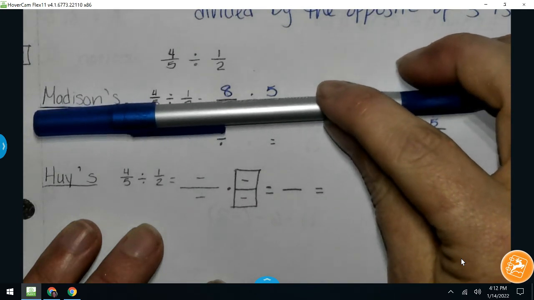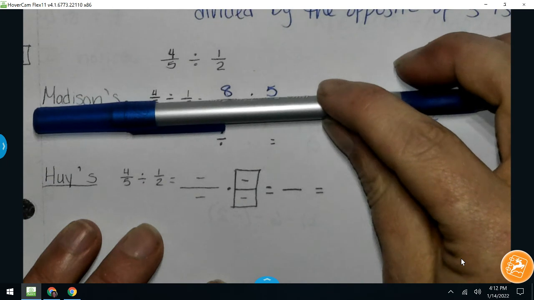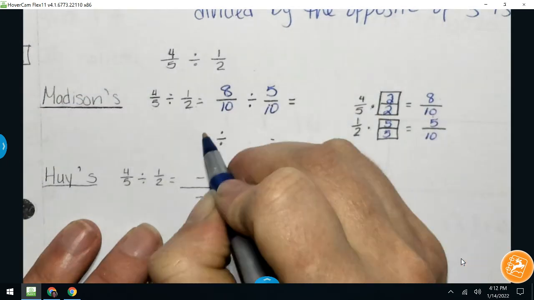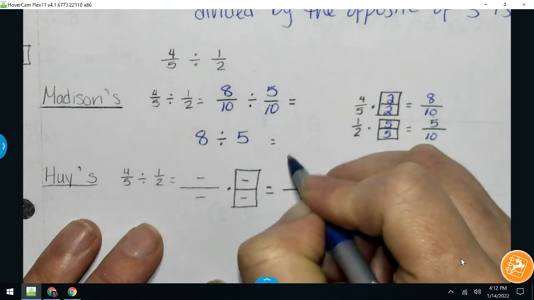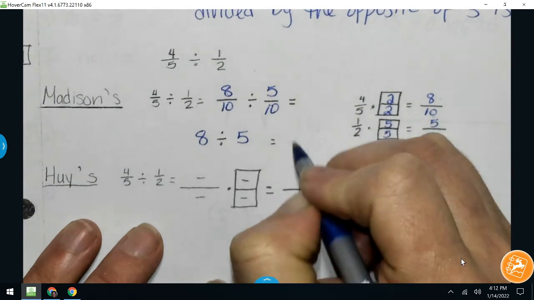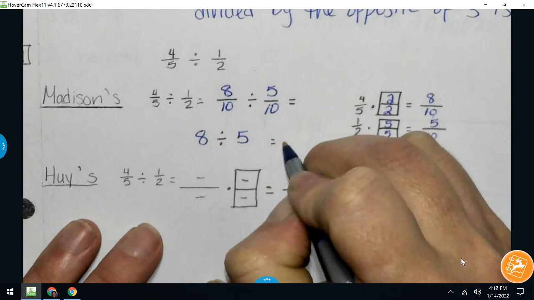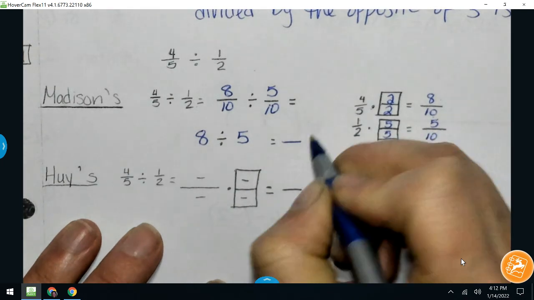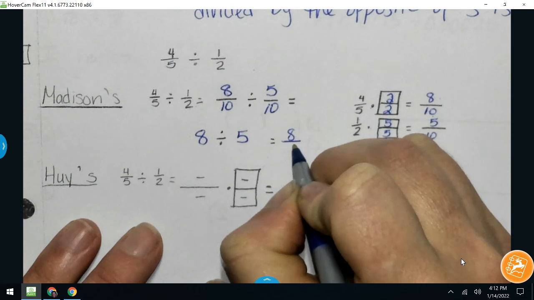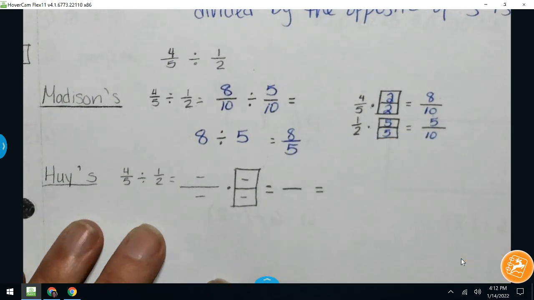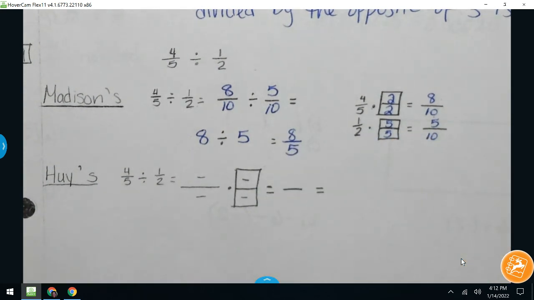Instead, it changes into 8 divided by 5. So I have 8 divided by 5, which then I'm going to turn from being horizontal to a vertical or a fraction. So my numerator is going to be 8. My denominator will be 5. I can change that into a mixed number, but it's not necessary. Okay? So that's Madison's method.